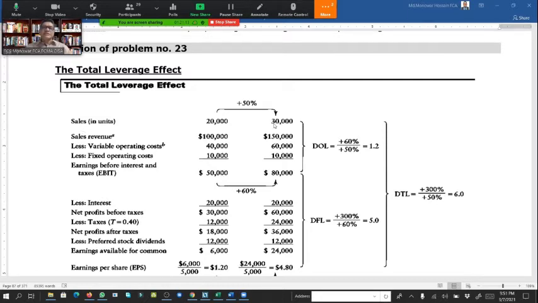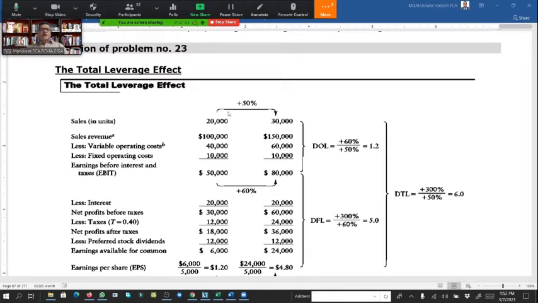If our sale unit is increased by 50% and that sale unit is 30,000, then our earning before interest and tax increases to 80,000. So what is the increase? That means 50,000 and 80,000, so this is an increase of 60%. So by increasing 50% in the sale unit, our earning before interest and tax increases 60%.